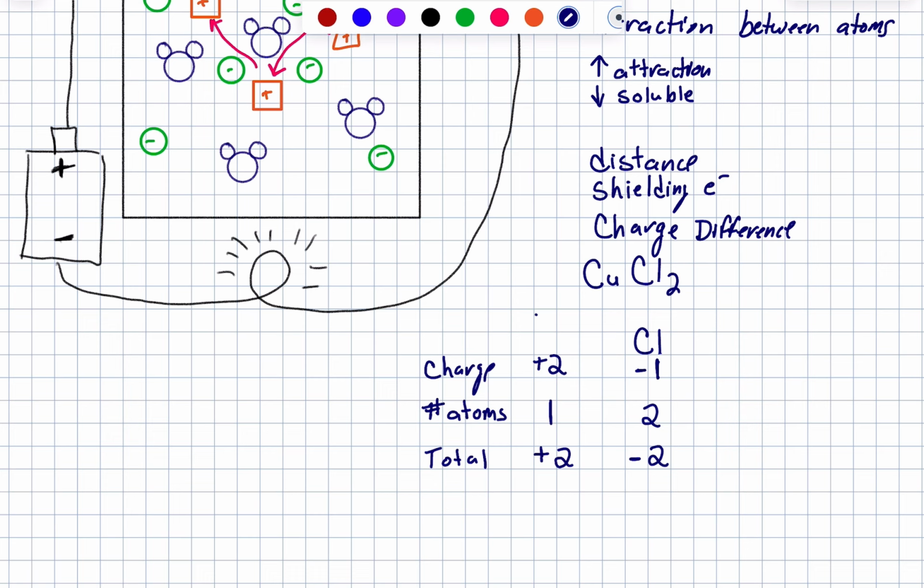So my charge difference between copper and chlorine, it doesn't matter that I have 2 chlorines, it's the charge difference between my ions. My charge difference is 3, because on a number line, there is a difference or a spacing of 3. So this isn't 2 minus 1. That's not correct. It's how much difference there is between the charges on a number line. So this would have a charge difference of 3.